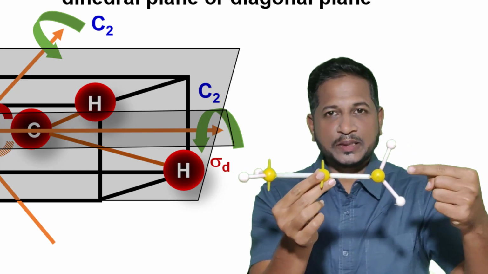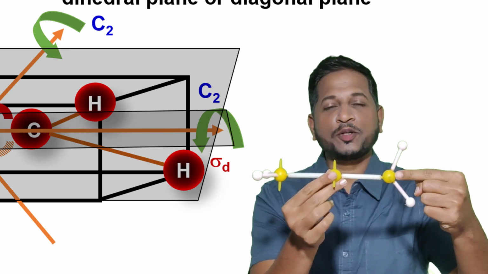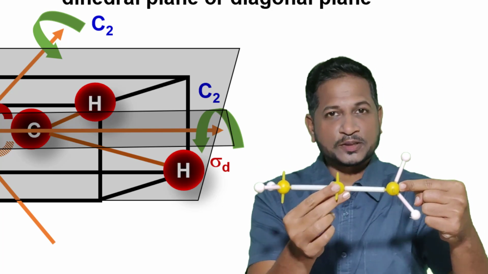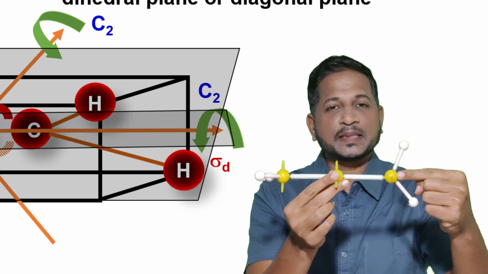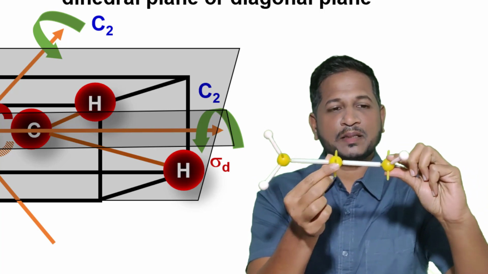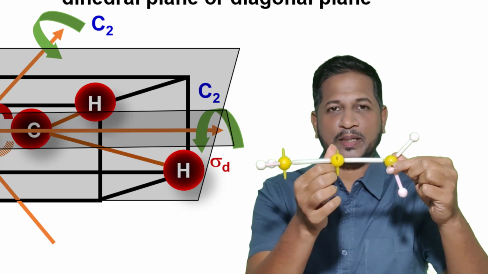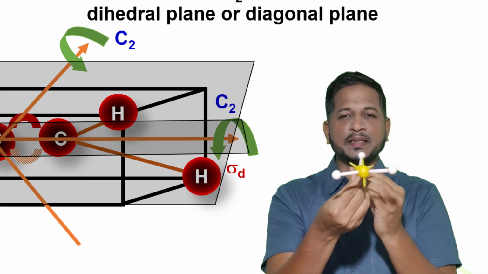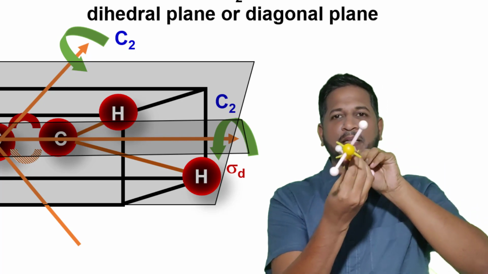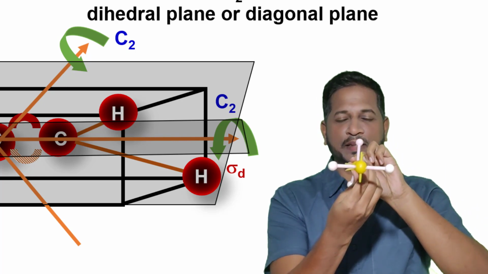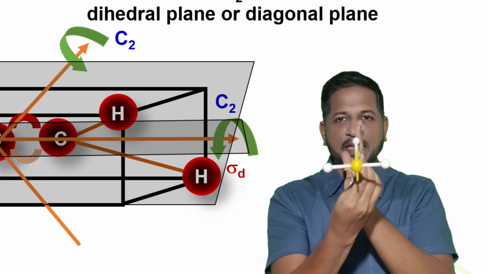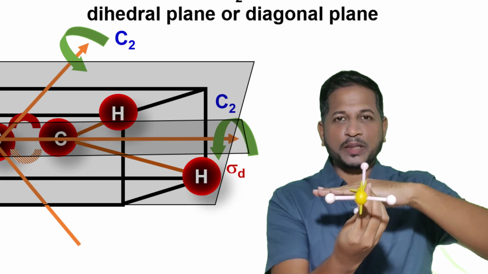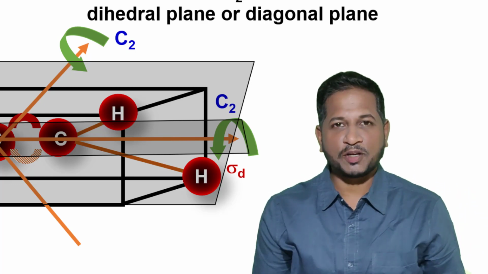And there is a third C2 axis of symmetry which is perpendicular, or which bisects the angle formed between the first two C2 axes of symmetry. So this is called the third C2 axis of symmetry, which can rotate the molecule in this way to get an equivalent image. Now if you see from this angle, this is the C2 axis of symmetry to get the equivalent image, and this is the first dihedral plane, and this is the second dihedral plane which bisects the molecule into 2 halves which are mirror images of each other.